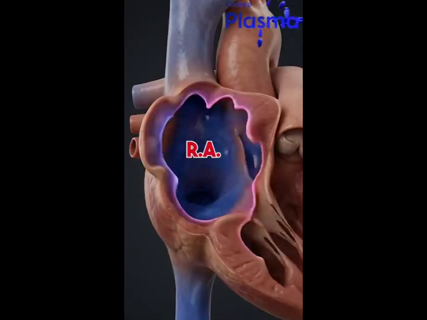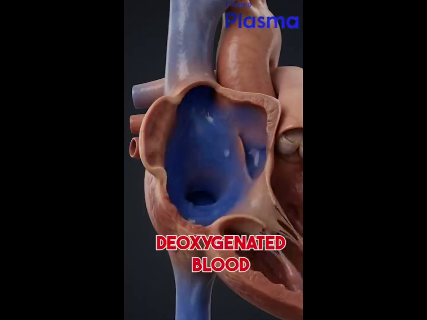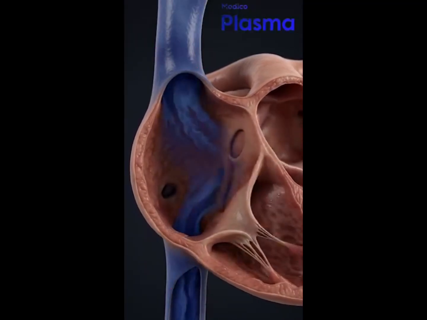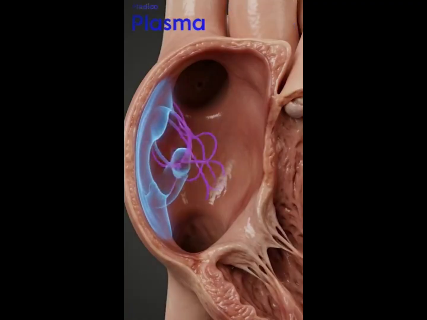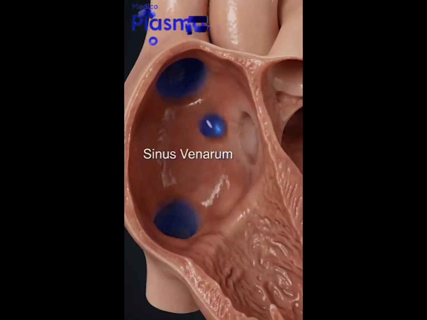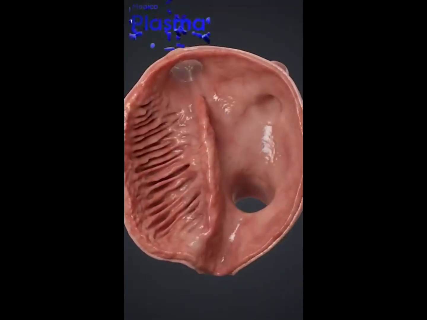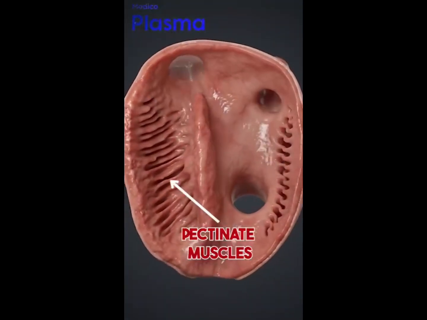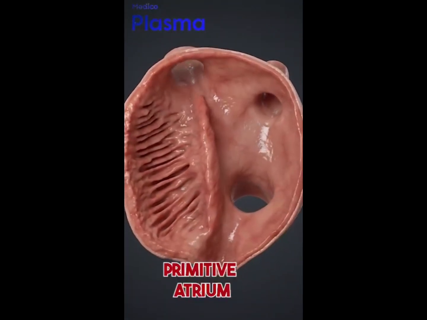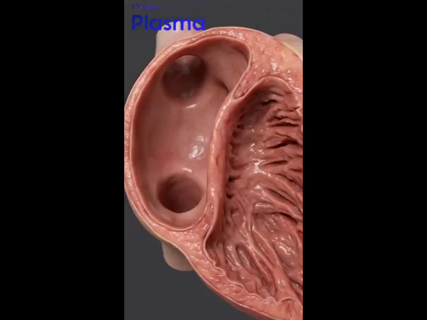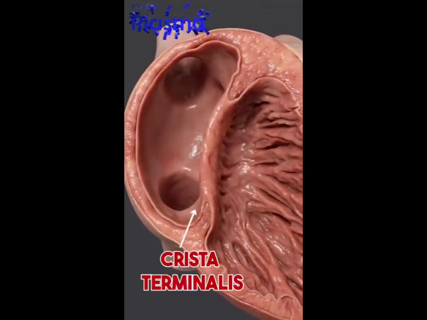The right atrium is the chamber that receives deoxygenated blood from the superior and inferior vena cava. Structurally, it has 2 distinct regions: a smooth posterior part called the sinus venarum, which develops from the sinus venosus, and a rough anterior part containing pectinate muscles derived from the primitive atrium. These 2 regions are separated internally by a C-shaped muscular ridge known as the crista terminalis.